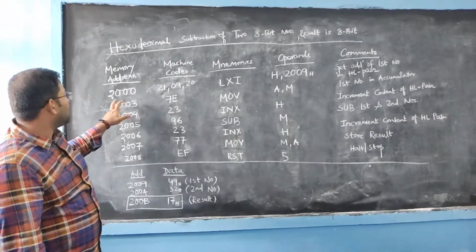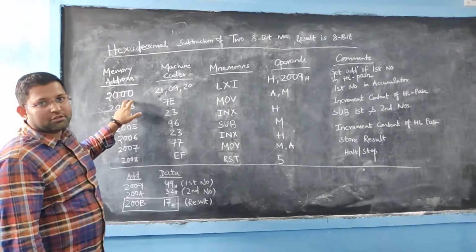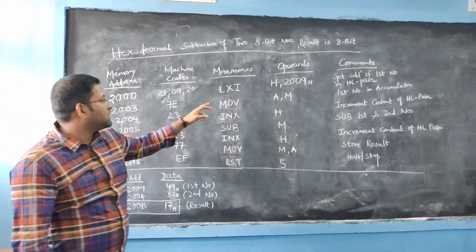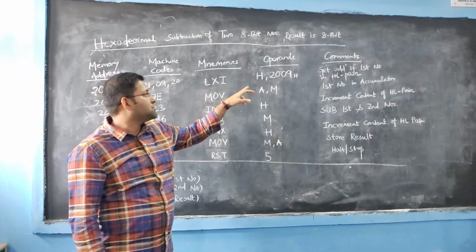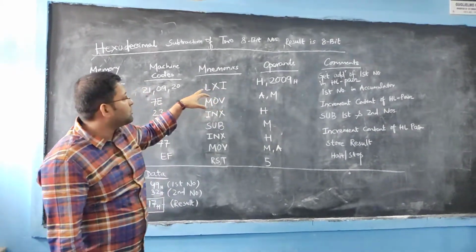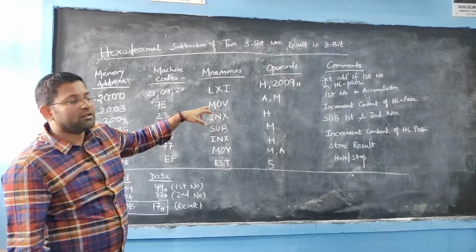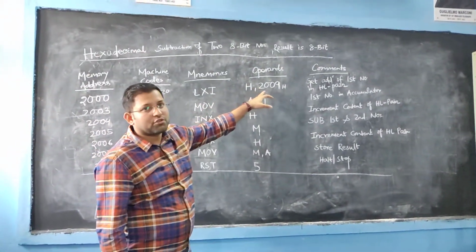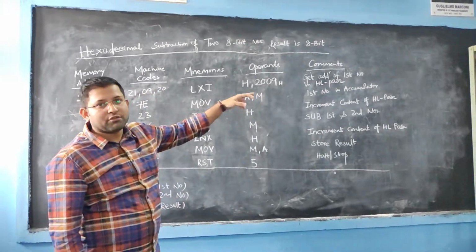See, our program will start from the address 2000. Okay, from the memory address 2000 our program will start. So the first line is LXI H,2009H. That means you have to get the address of the first number in HL pair. So your HL pair is at 2009. Okay, and here you load the first number.